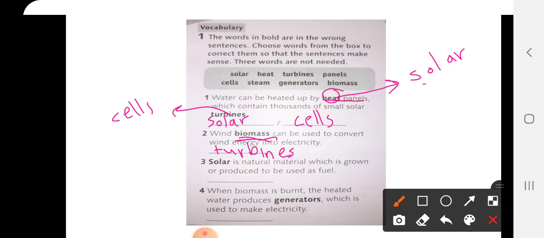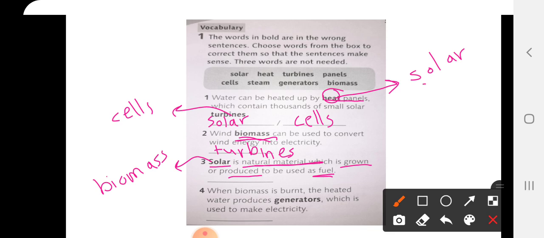Three. Solar is natural material which is grown or produced to be used as fuel. Is solar a natural material? Is it a material which is grown يتم تنميتها, produced إنتاجها, to be used as a fuel or what? It's of course not solar. It must be what? Biomass. So instead of solar, you have to write biomass. Okay?